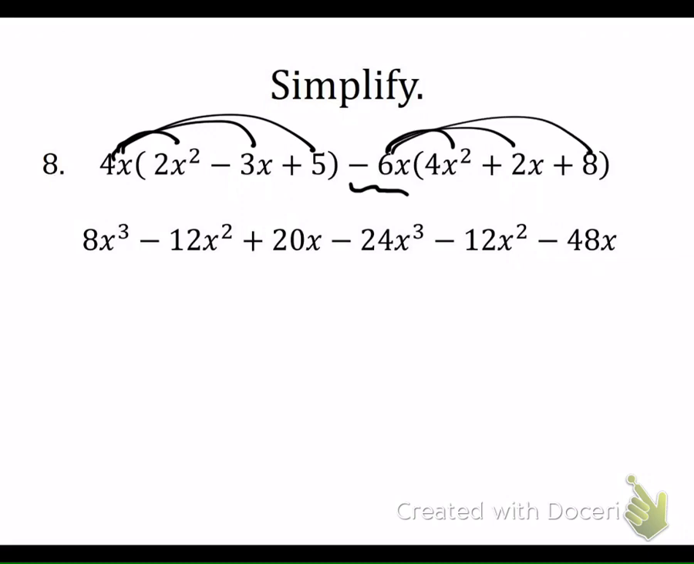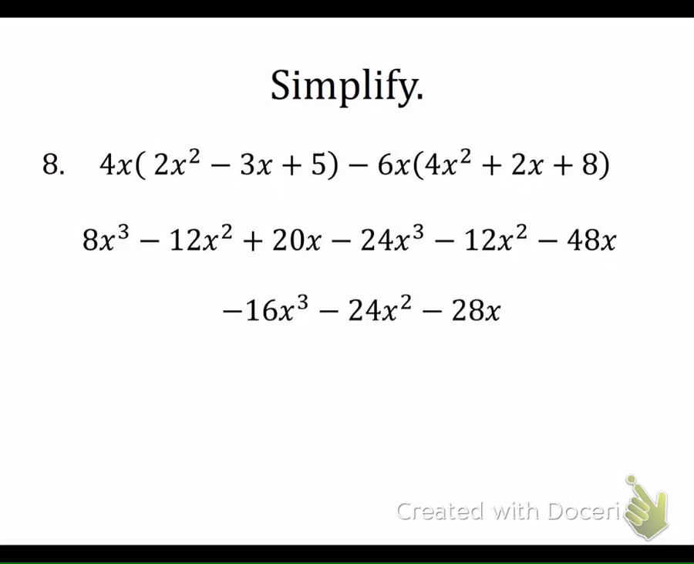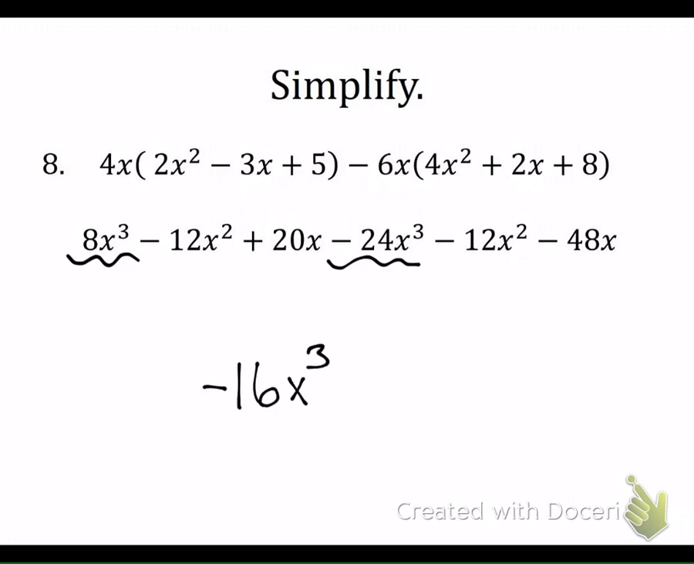Okay? Any questions where these terms are coming from? No. All right, now what are my like terms? All right, so yes, the x to the thirds go together, right? So it is 8x to the third minus 24x to the third. Okay. Great. All right, now I can do my x squareds.